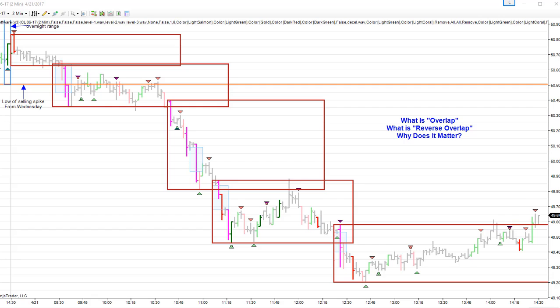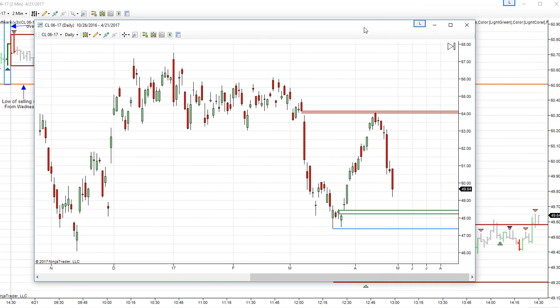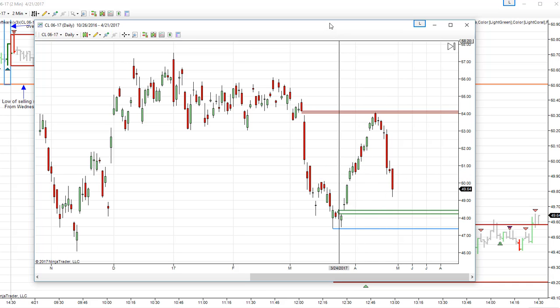If you trade crude oil, you know that the last 3 days have just been huge down days. Here's a daily chart just to give some perspective. So this was Wednesday right there. We sold off like 4%. We sold off another like $1.50 today on Friday. So obviously some big moves.